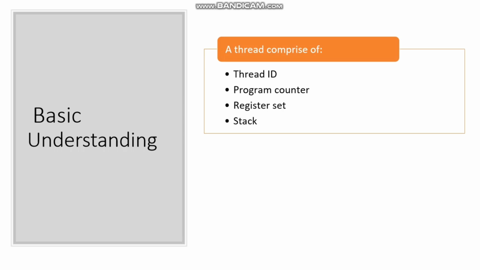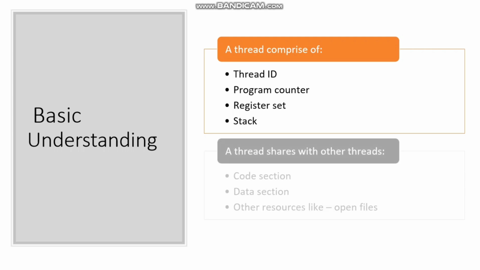A thread comprises a thread ID and a program counter. The program counter is such that if a process creates a thread, then the program counter stores the address of the previous thread and then the previous one, so the chain will be made. Next are the register and stack, along with the code section, data section, and other files.